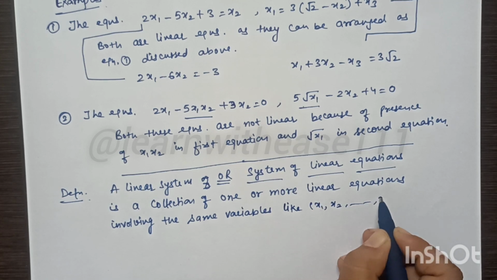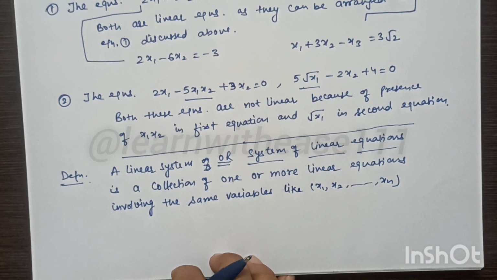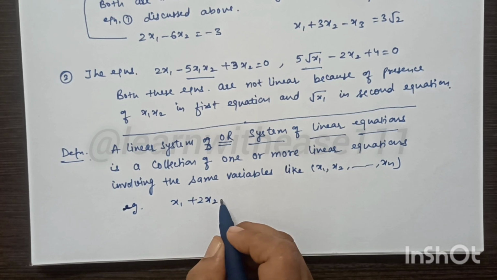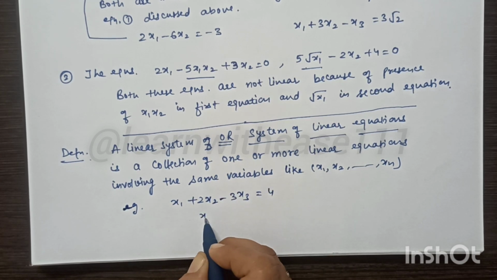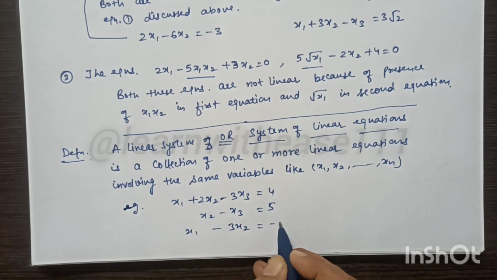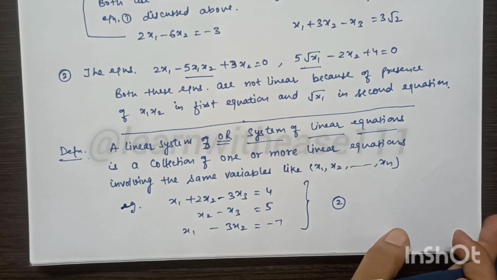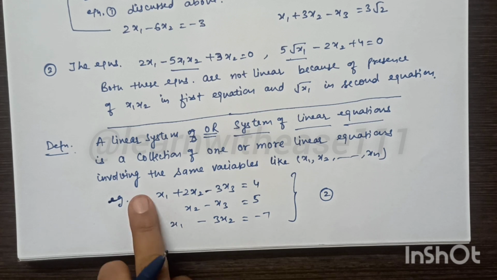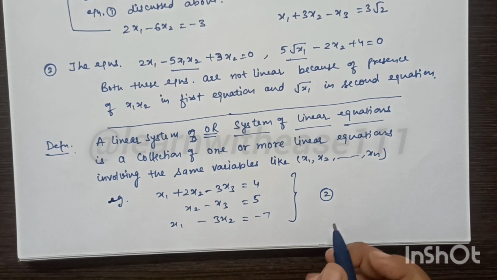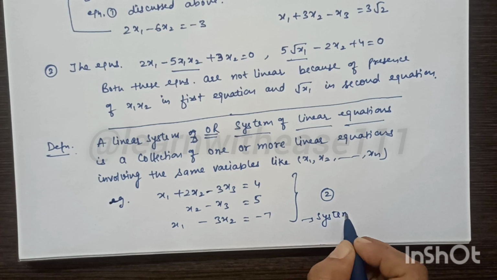Same variables like x1, x2 up to xn. There should be a collection of variables which should be similar in each and every equation. But that doesn't mean all the variables should be present in every equation. Like in this example, in the second equation you can see x1 is not there. In the third equation you can see x3 is not there. But overall we have x1, x2, x3. So this is a system of linear equations.